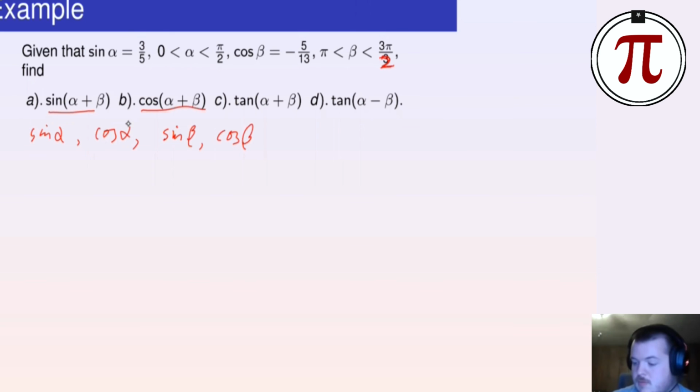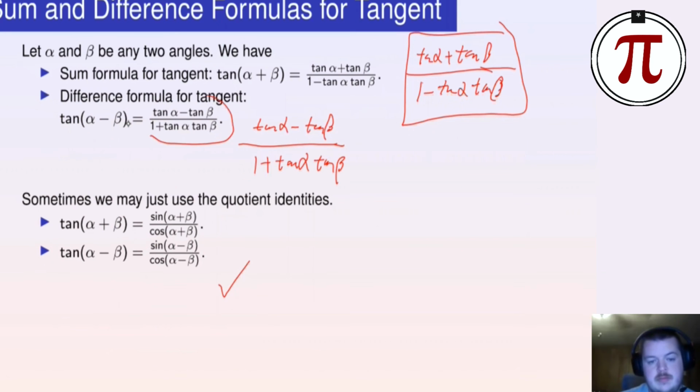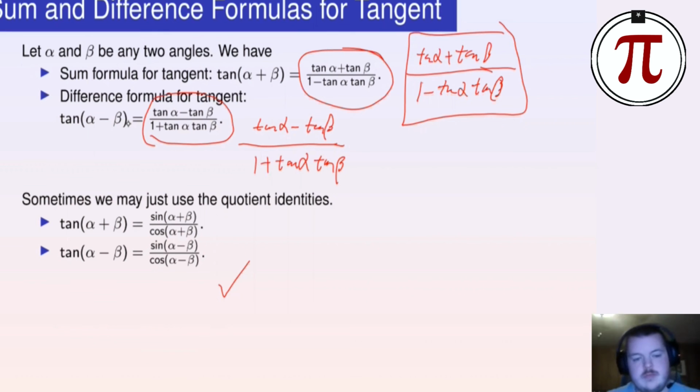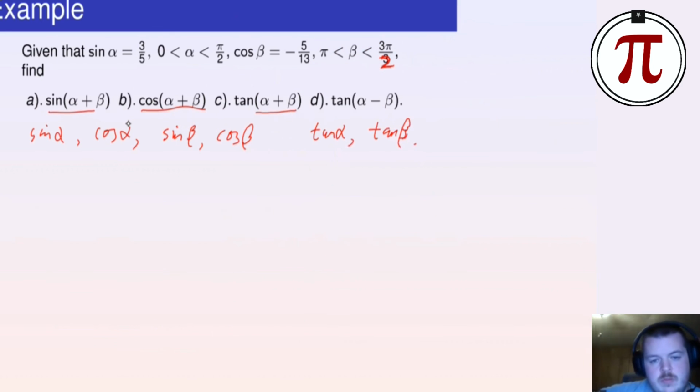Now, what about tangent? What do we need to find tangent of alpha plus beta? We would need tangent alpha and tangent beta. As you can see from the formulas, we just need tangent alpha and tangent beta, which are involved in the sum and difference formulas for tangent. So before we do this, we need these values. What is sine and cosine alpha? What is sine and cosine beta? What is tangent alpha and tangent beta? If we have these, we just plug into the formulas and everything is good. Yes?